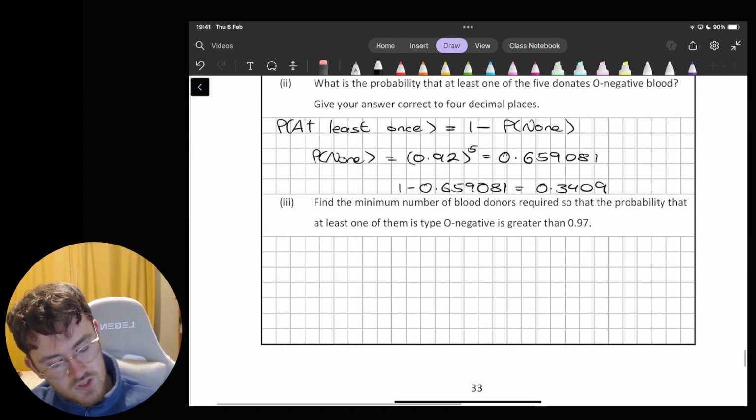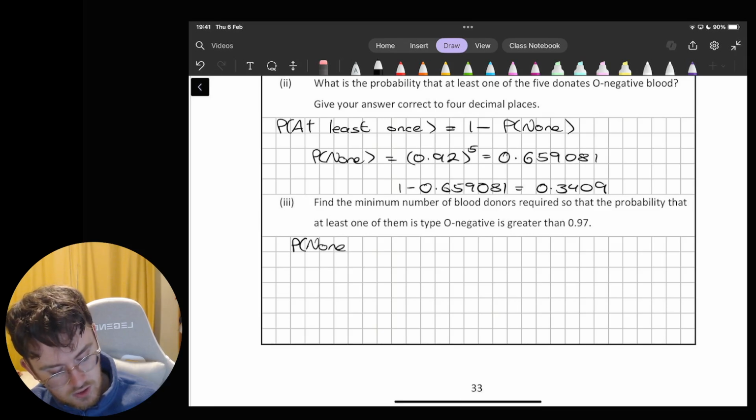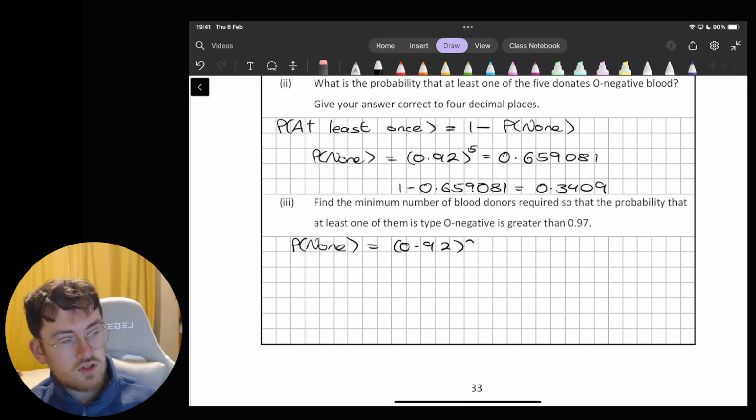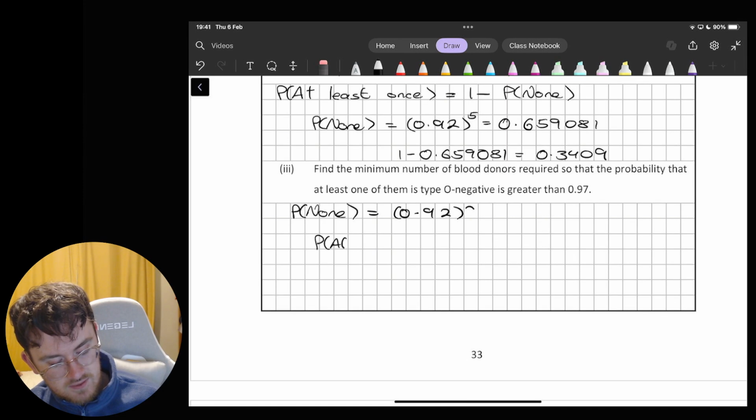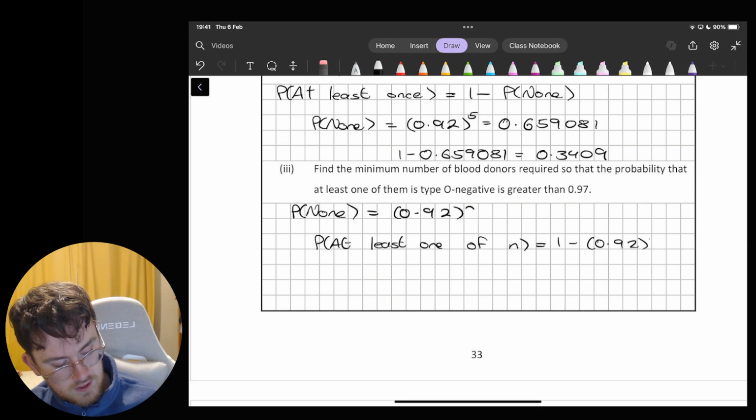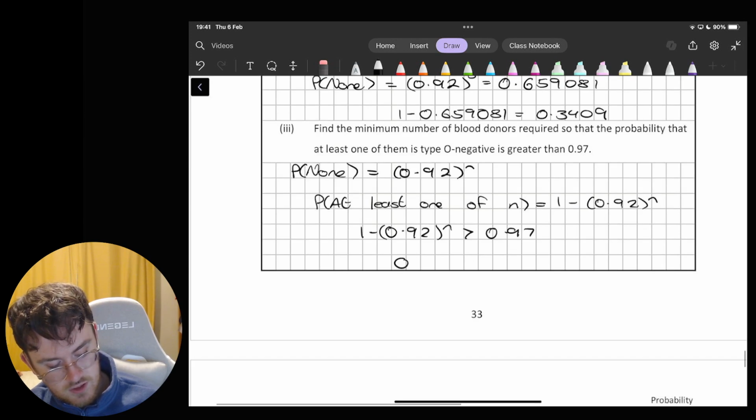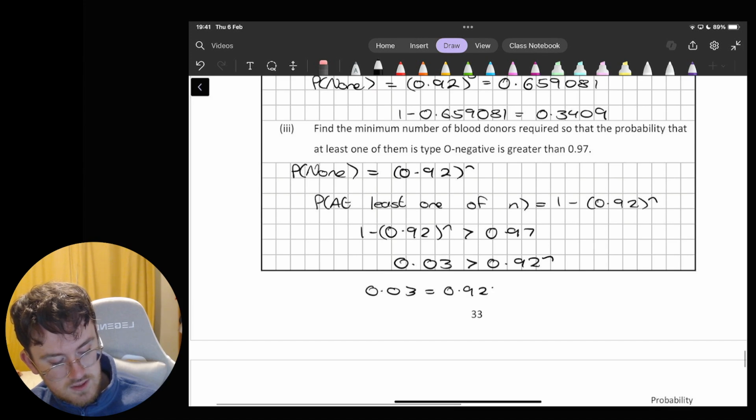Okay, so again, we're looking for the probability that none out of a sample of an unknown size, which is 0.92 to the power of n, okay, because we don't know how many it is. The probability then of at least one of n is 1 minus 0.92 to the power of n. We want this probability to be greater than 0.97. So very similar to the one that we were just looking at as our example here. 0.92 to the power of n. Let's look at the case here where this is equal to 0.03.